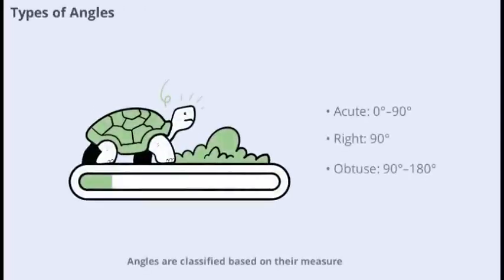Angles are classified based on their measure. An acute angle is between 0 degrees and 90 degrees and lies in the first quadrant. A right angle is exactly 90 degrees. An obtuse angle is between 90 degrees and 180 degrees, found in the second quadrant. A reflex angle is between 180 degrees and 360 degrees, spanning the third and fourth quadrants. Recognizing these types helps in identifying where an angle lies and which trigonometric ratios are positive.